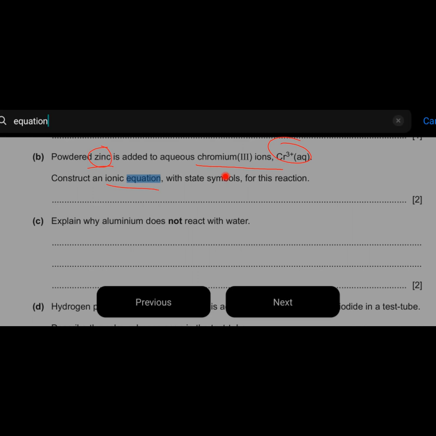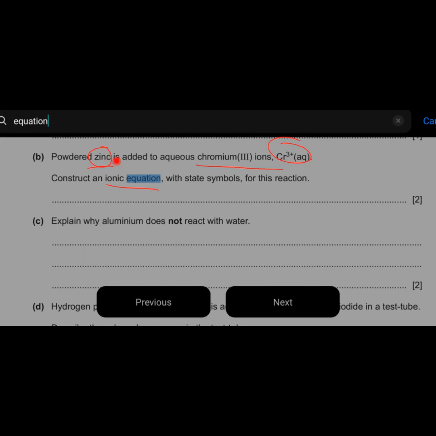Chromium 3 plus now. You see, there's the reactivity series, right? Remember displacement reactions. In displacement reactions, what we know is that a higher metal can displace a lower metal from its solutions, right? From its solutions means from its ionic solutions. They might present them as ions there. So here, this is about that. This is a question like that.